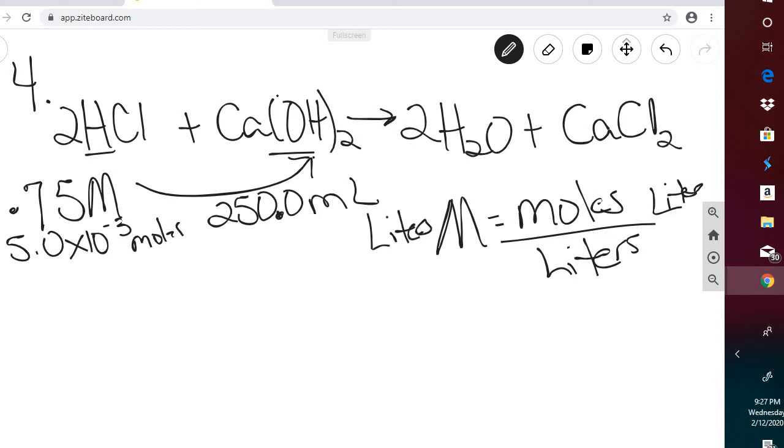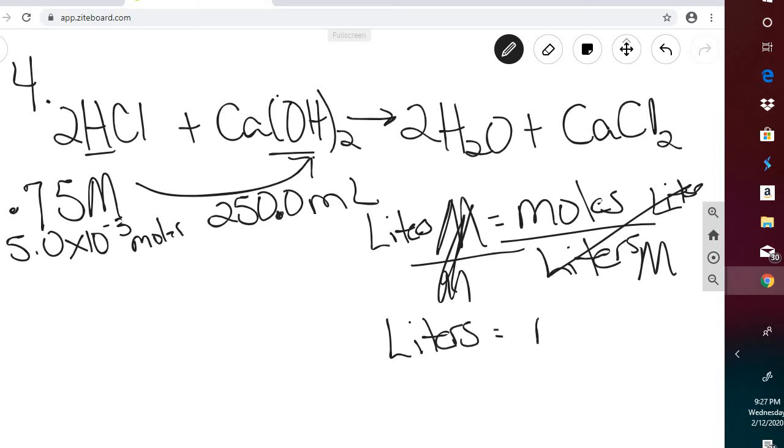So this is just algebra. And then divide both sides by molarity. So it gets rid of that there. So liters is equal to moles divided by molarity. Okay, so now we'll put numbers in there.